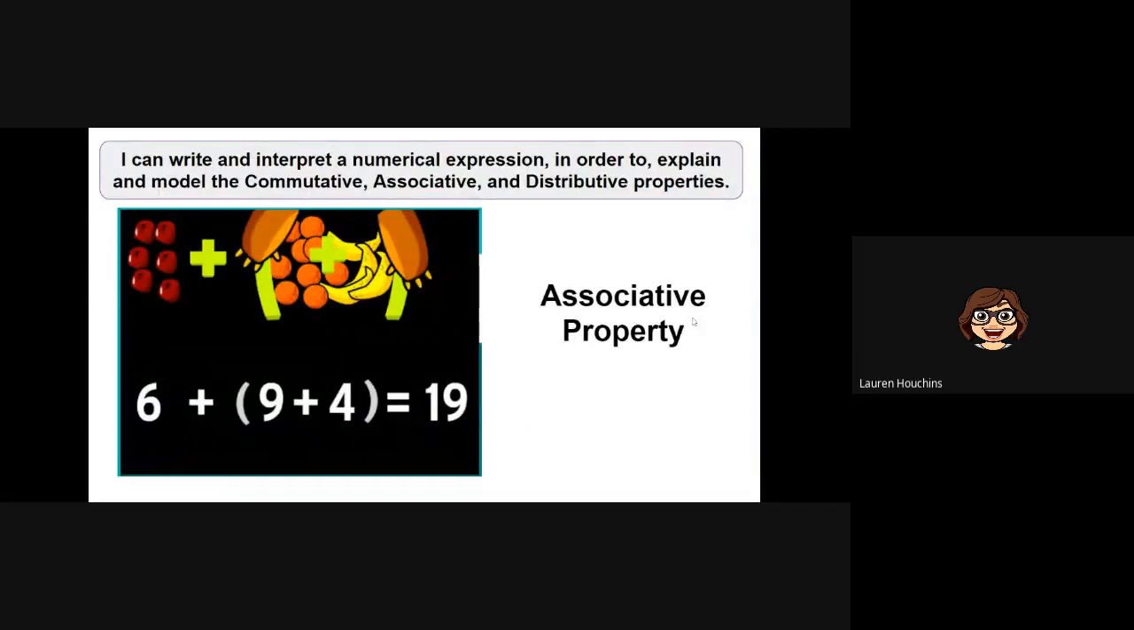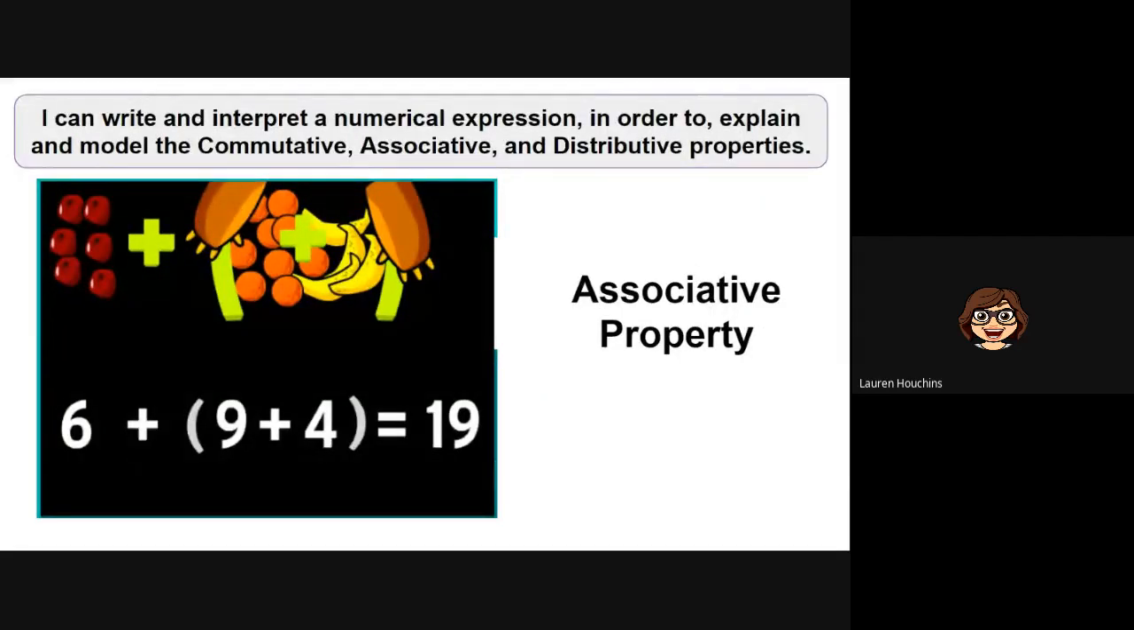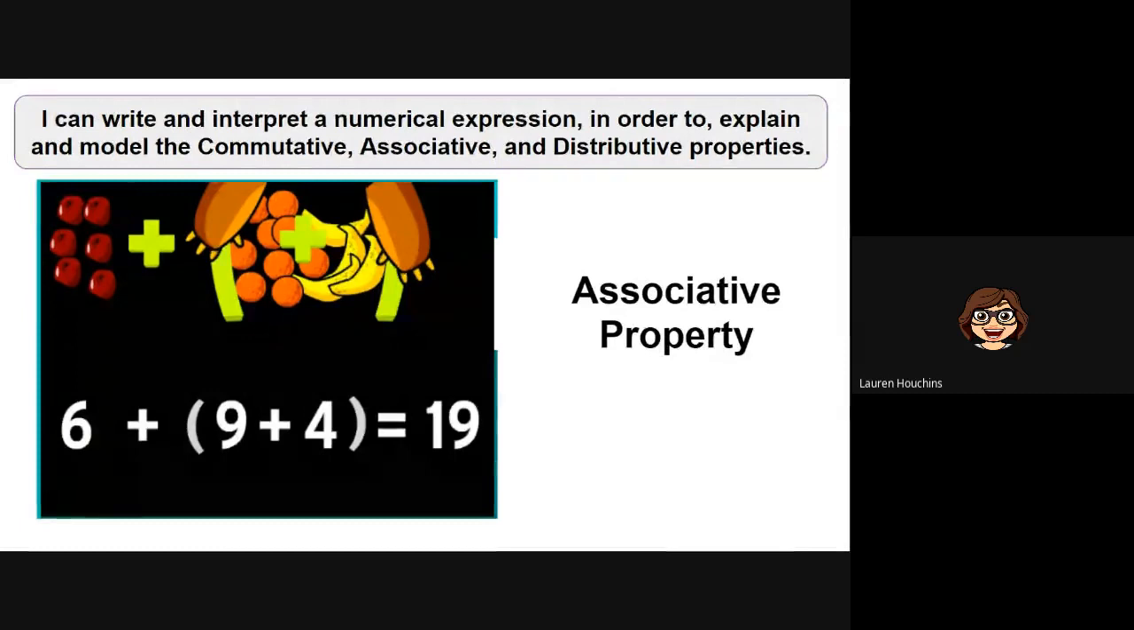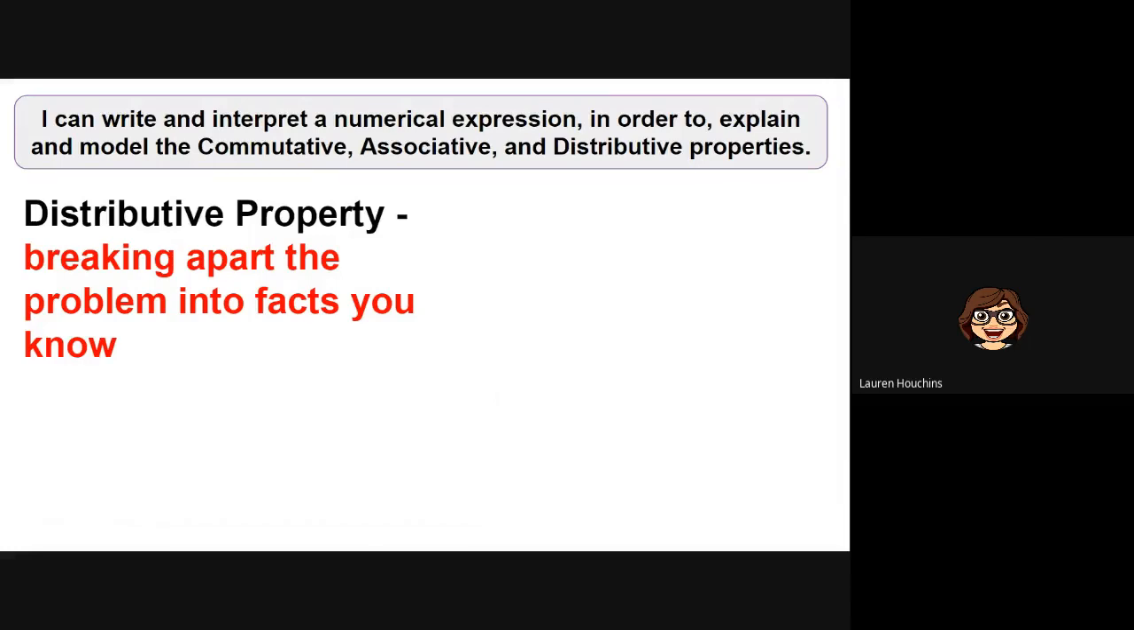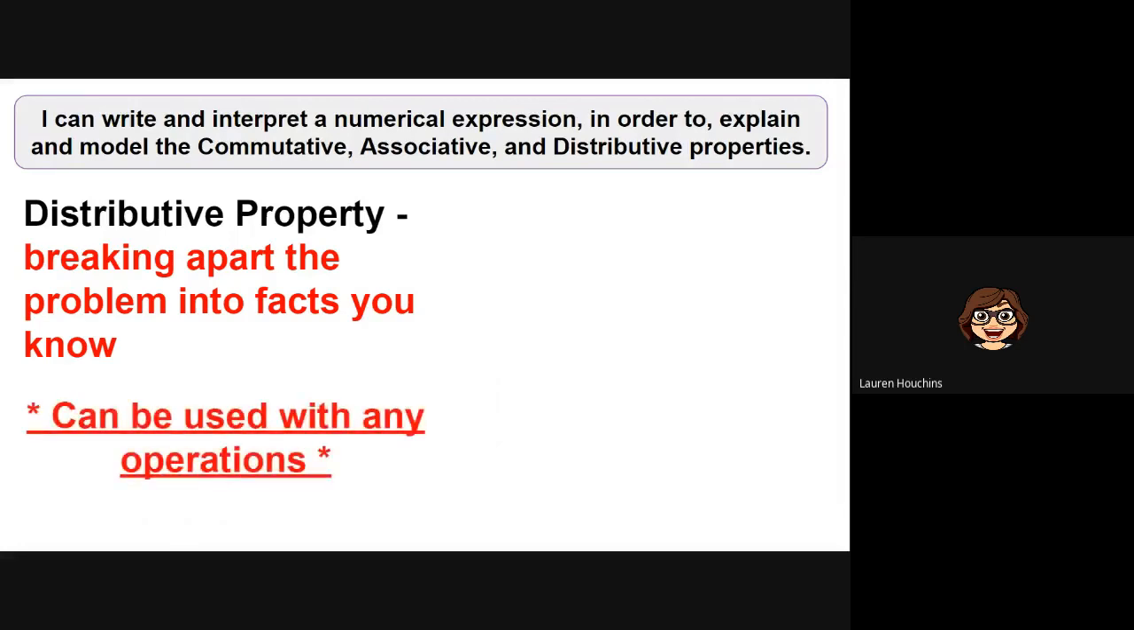All right. Now, the associative property, remember, is just moving the parentheses around, so the grouping doesn't matter. And finally, we have the distributive property. The distributive property means we're breaking apart the problem into facts that we know. So this can be used with any operation. So let's look at some examples.